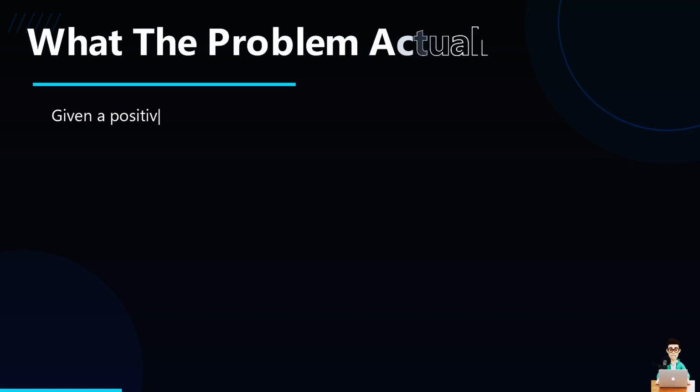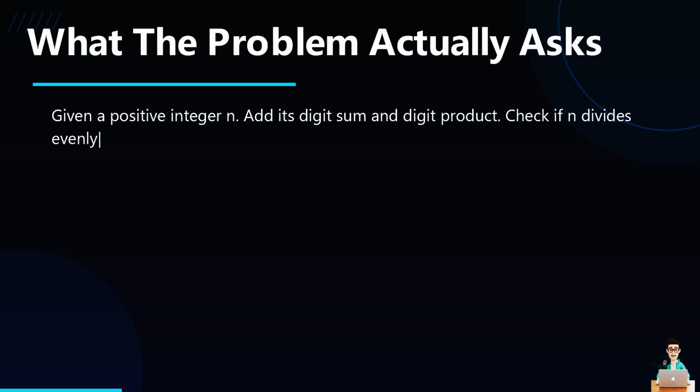You're given a positive whole number, n. Break it apart into its digits, add them up for a digit sum and multiply them together for a digit product. Add those two numbers together. If n divides evenly into that combined total, the answer is true. Otherwise, it's false. Let's trace the real example.